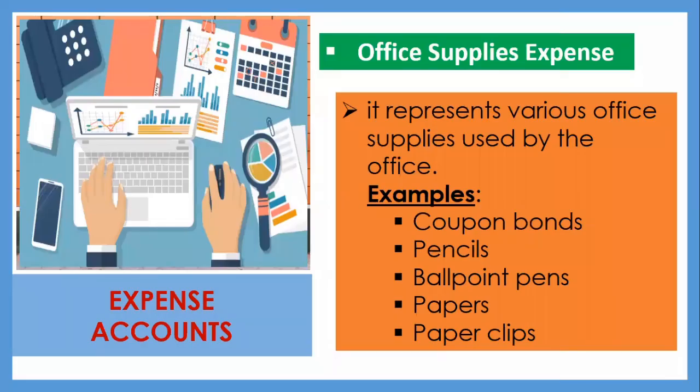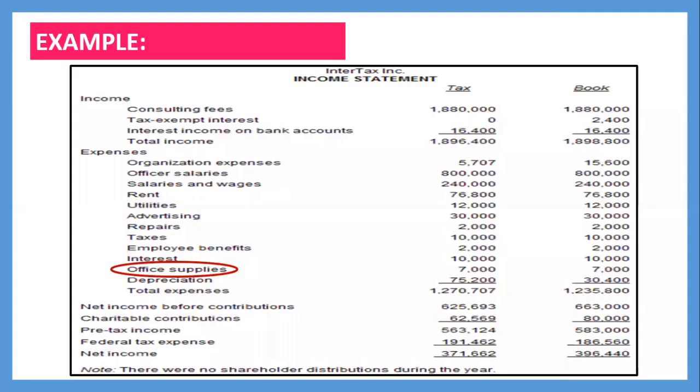Office supplies expense represents various office supplies used by the office. Examples of office supplies that we normally use in the offices are coupon bonds, pencils, ballpoint pens, papers, paper clips, folders, and so on. These are some of the many examples under office supplies expense. In your income statement, it will still appear under expenses because this is an expense to the part of the company. Next, we have utilities expense.